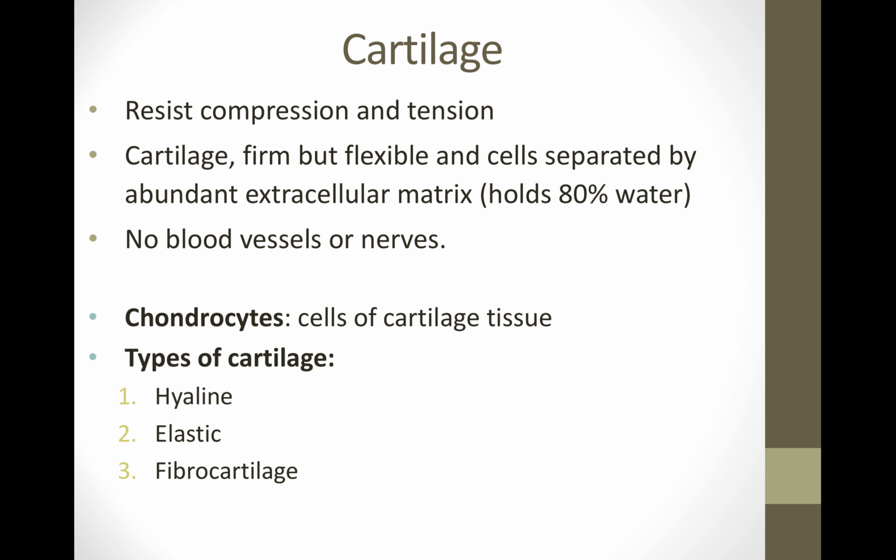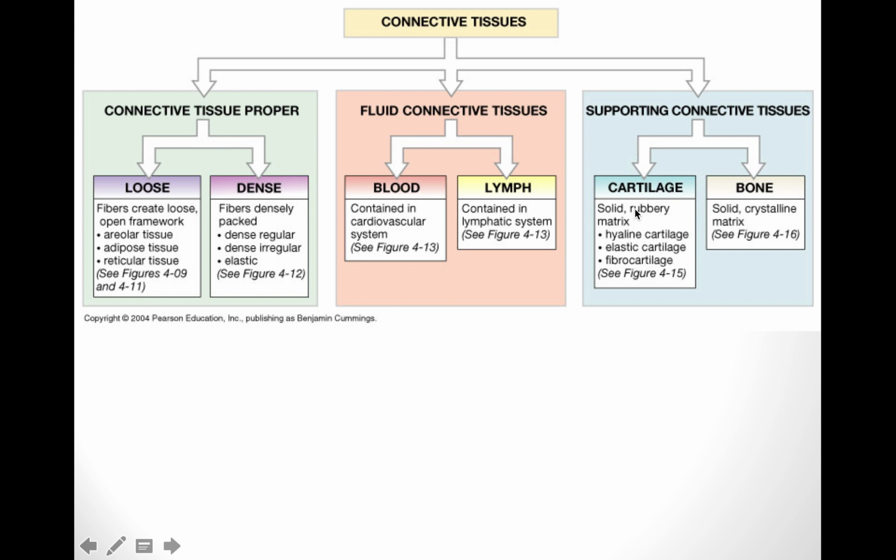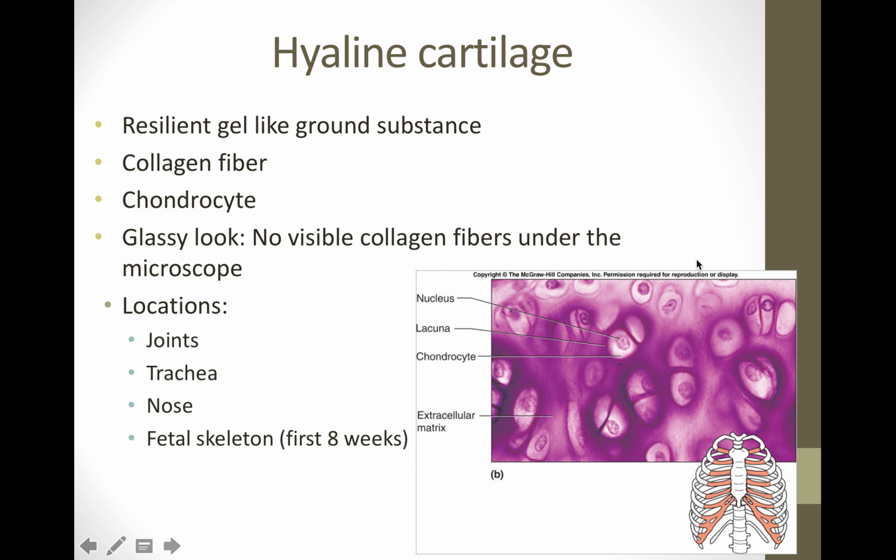Now, the last category of connective tissue we have is known as supporting or supportive connective tissue. As the name implies, it provides support for the tissue, for the body, and it's broken down into cartilage and bone. Cartilage itself is actually broken down into three categories: hyaline, elastic, and fibrocartilage. So let's go ahead and take a look at these cartilage categories.